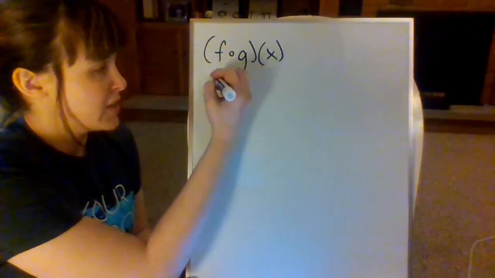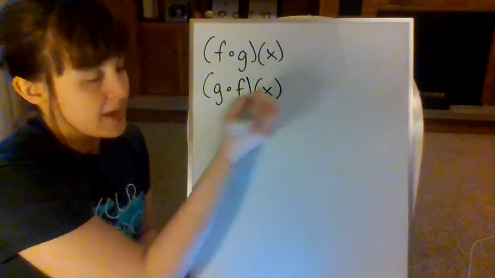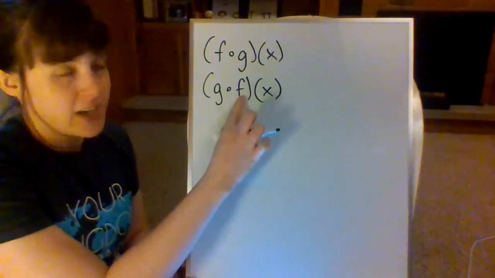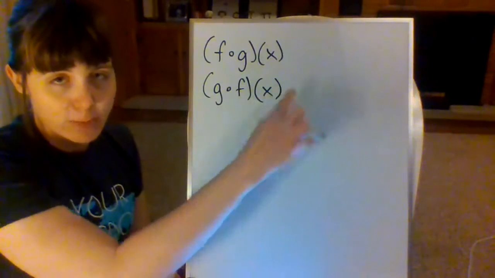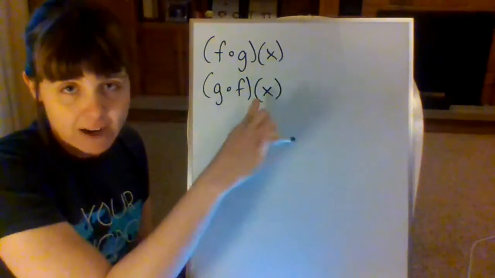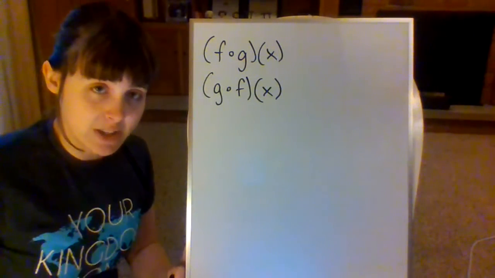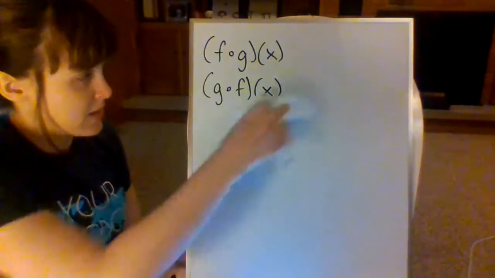It could also look like this. And this means the g function composed with the f function. So you take f, the whole f of x function, and you replace x in the g function with the entire f of x function. We're going to start with example 1, and it will make more sense after you see me do it.